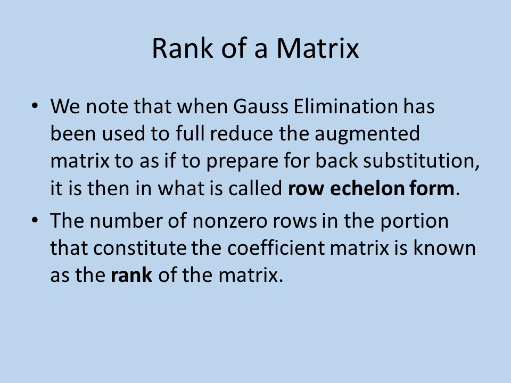So if you end up with all zeros on the bottom of your coefficient matrix, then you have a rank less than the number of rows that you had in that coefficient matrix. So you'll see this in application, but basically that's the way to determine the rank of a matrix: reduce it down to its row echelon form and then count up the number of non-zero rows.